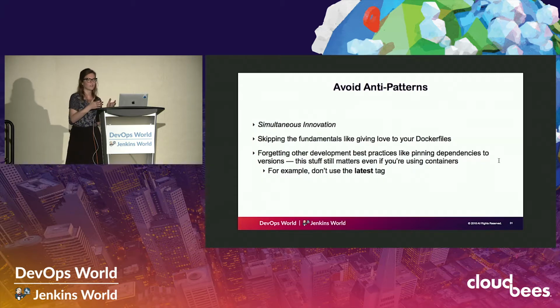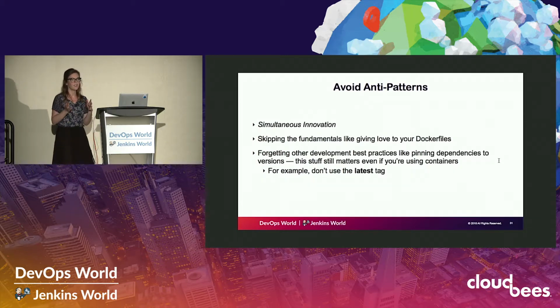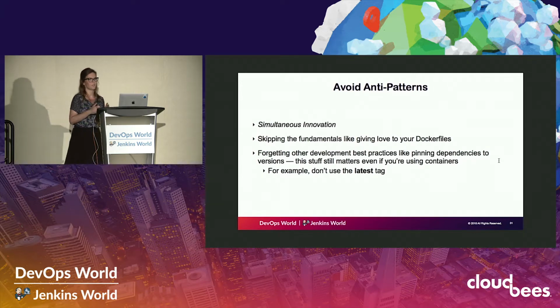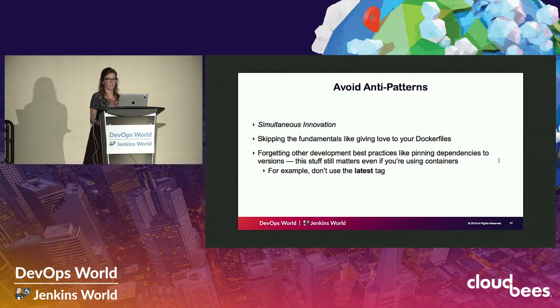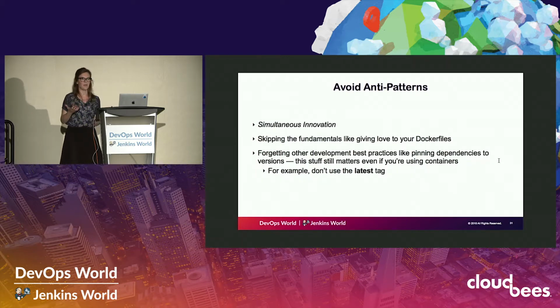So if microservices are the most important thing, focus on that. If using Docker is the most important thing, you can run a monolith inside of Docker. You don't have to re-architect everything, but try to limit that simultaneous innovation. You'll have a much better success rate the narrower focus that you have. Don't skip fundamentals like giving love to your Docker files by making those images a little bit smaller. And then don't forget other development best practices.